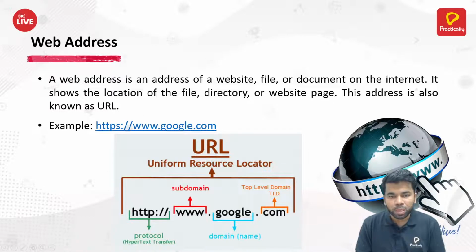Okay, so to access everything which is available, each and every file, each and every document on the internet, we must know the address. Then only we can access that thing, which means we can see and browse that thing which is stored on the internet. Without that we cannot access those things.